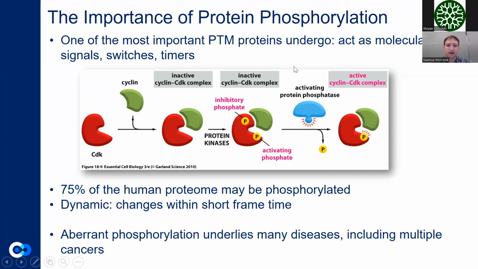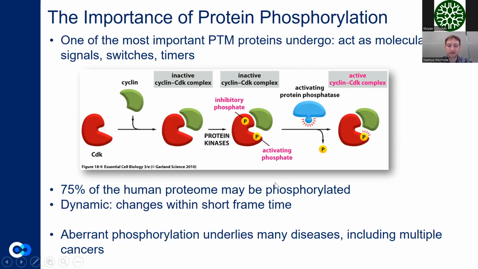And this is underlined by the fact that one of the central processes of cells, the cell division pathway, is critically regulated by phosphorylation and dephosphorylation of the cyclin-dependent kinases, which in turn, as they're kinases, are phosphorylating other proteins. And a study came out about 17 years ago that characterized the human phosphoproteome and estimated about 75% of the human proteome may be phosphorylated.